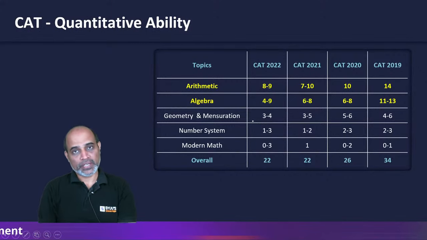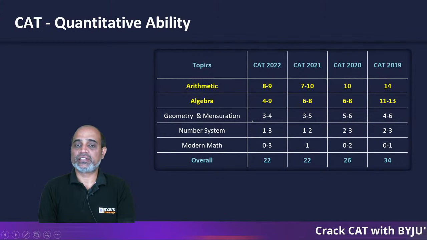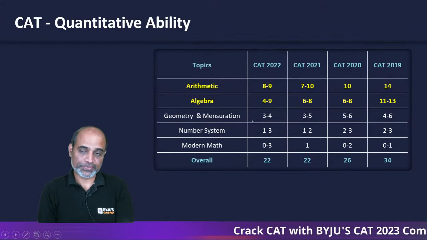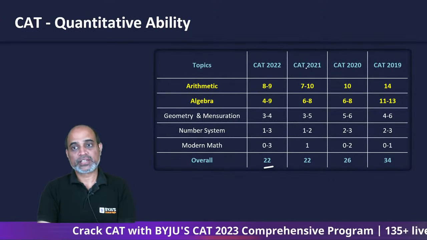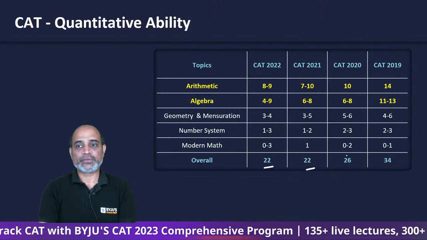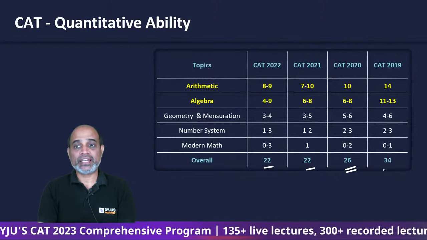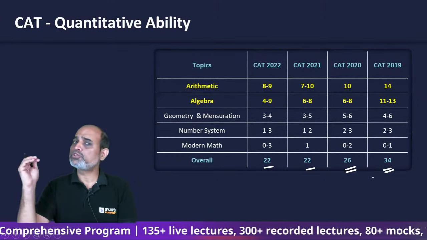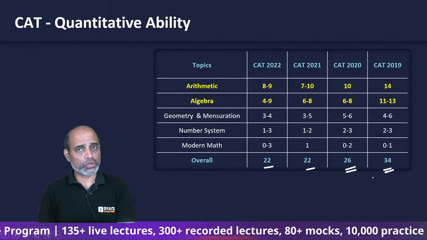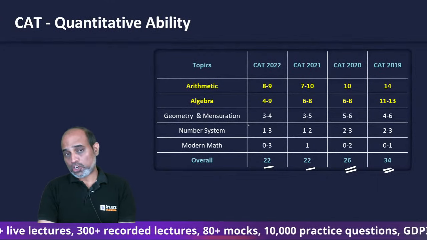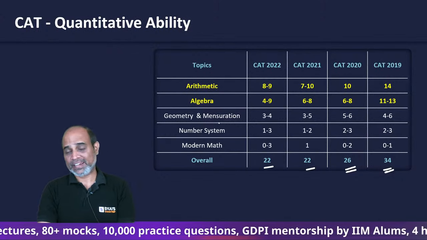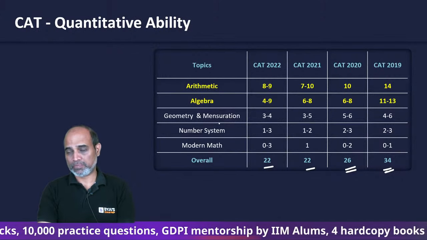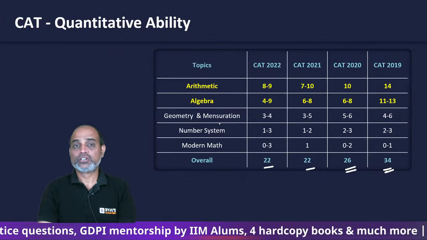If I talk about QA, then what were the number of questions in the last 3-4 years of CAT, and topic wise how many questions were there? So if I look at CAT 2022, there were overall 22 questions. CAT 2021, 22 questions. CAT 2020, 26 questions. CAT 2019, 34 questions. So the number of questions has declined, and I'm right now only looking at QA. If I talk about topic wise, arithmetic, algebra, geometry and mensuration, number system, and modern maths. These are 5 topics which become part of the syllabus of CAT, quant section ka.